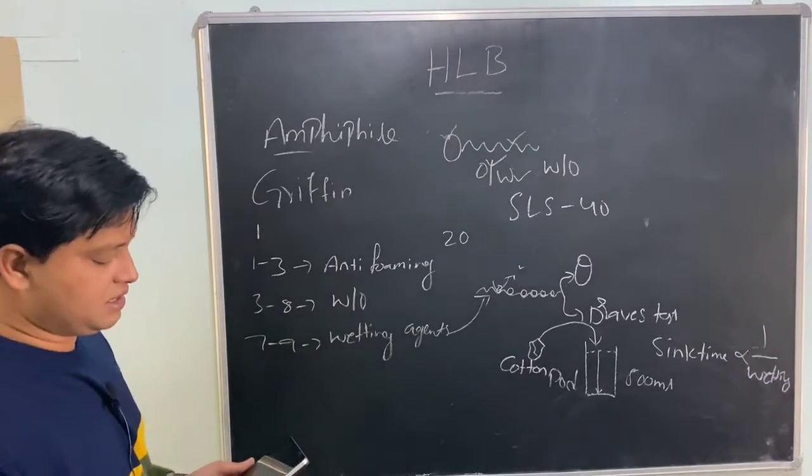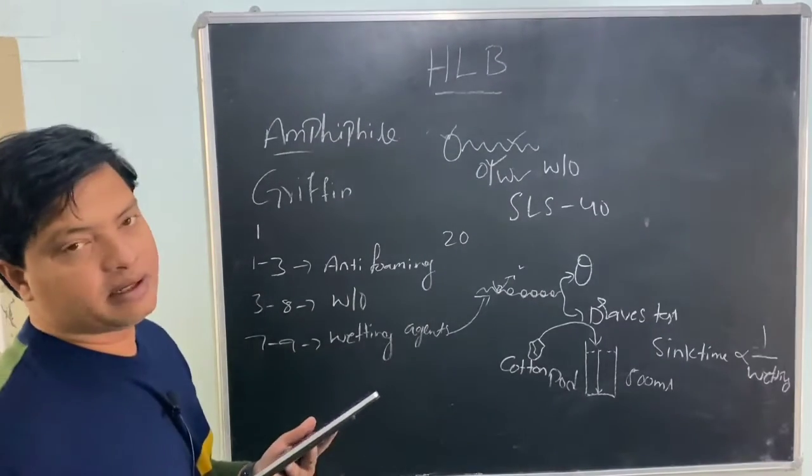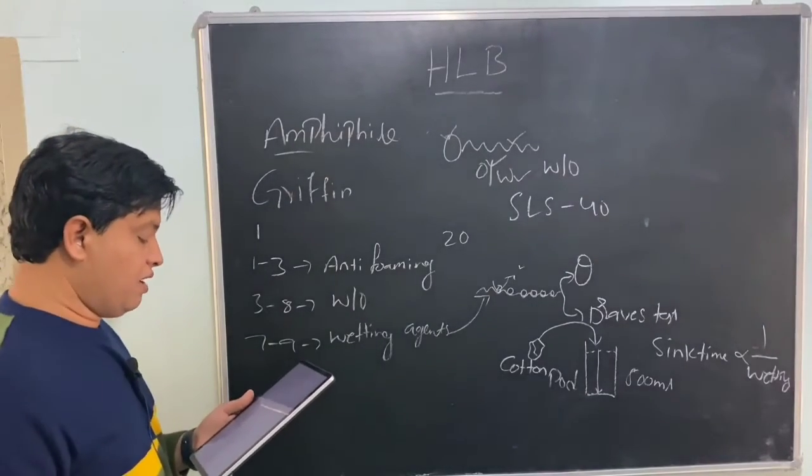These are the wetting agents. Examples of wetting agents are glycerol, propylene glycol and polysorbate 80. These are the examples for the wetting agents.